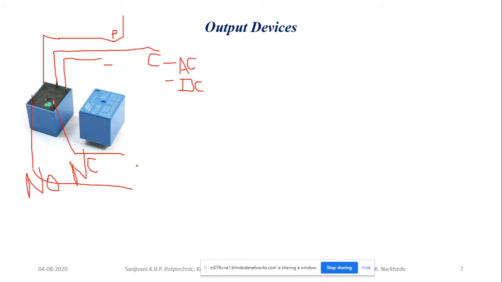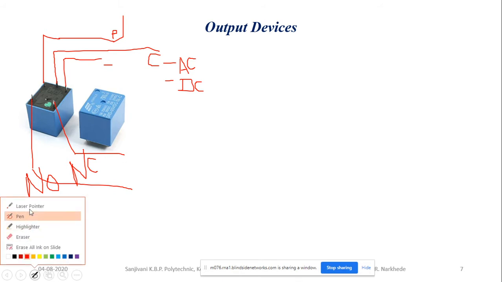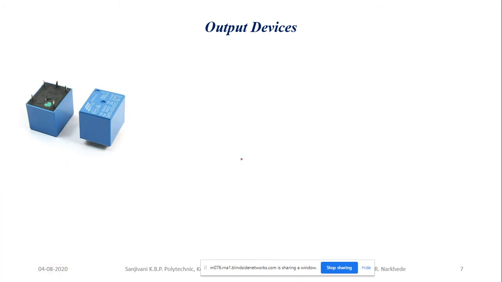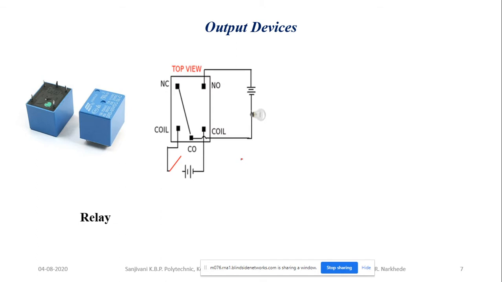Okay, so now we are going to see the working of this with the help of one simulation over here. So I just clear all this. Now here you can see these are the terminals. This is my coil terminals. Just as we have seen here, there are three terminals. Out of these three terminals, two terminals are coil and one terminal is your common terminal. And these upper two terminals are NO contact and NC contact. NO stands for normally open contact and NC stands for normally closed contact.